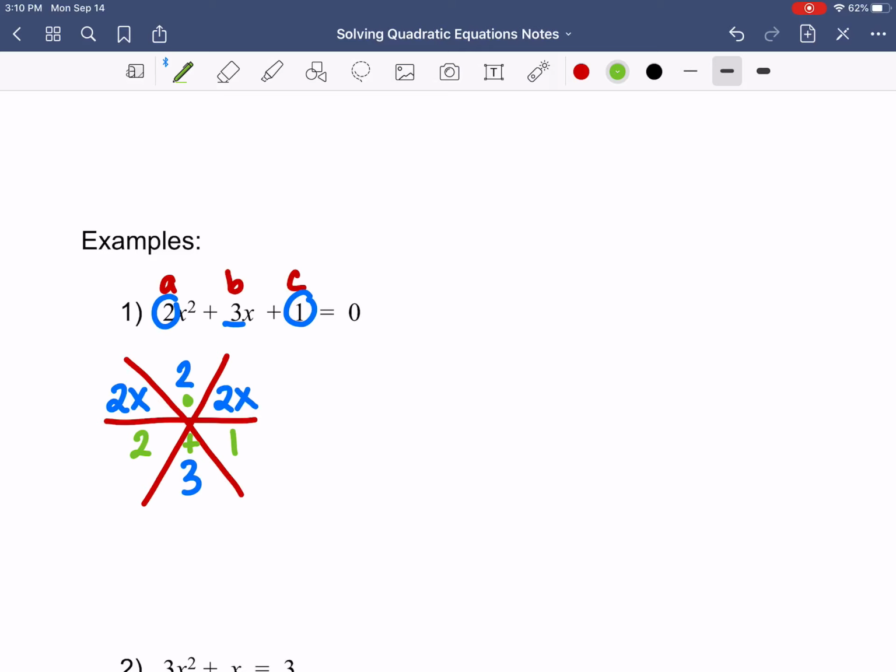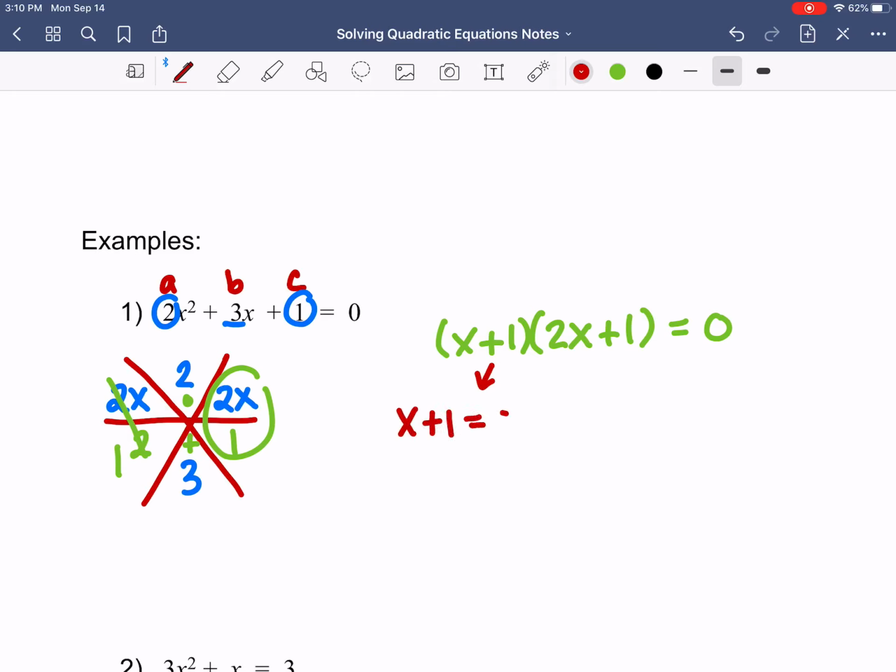But if you notice, this little fraction over here is going to simplify. So my factors are x plus 1 times, this one didn't simplify, 2x plus 1. We set that equal to 0. That's where we would stop last unit. We would just factor. We didn't do any solving. So once you have your factors in your parentheses, you just set each of those parentheses equal to 0 and solve.